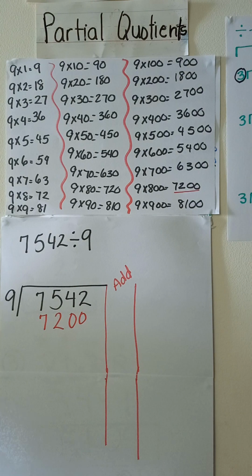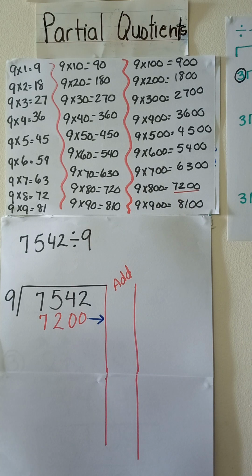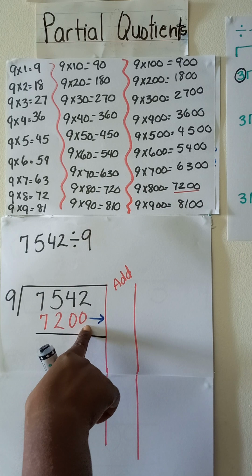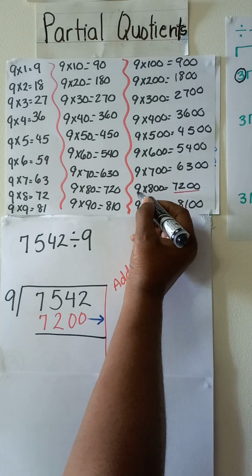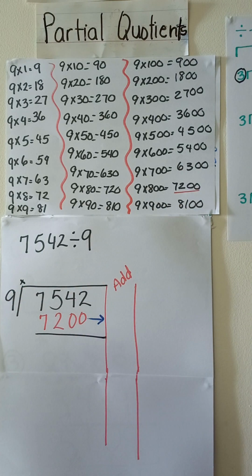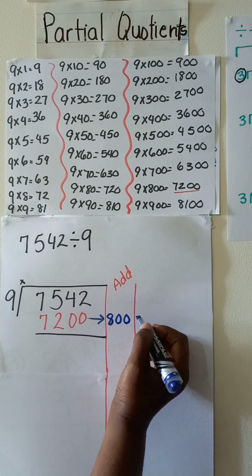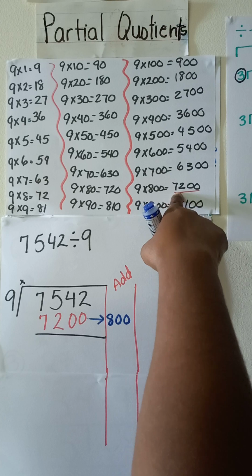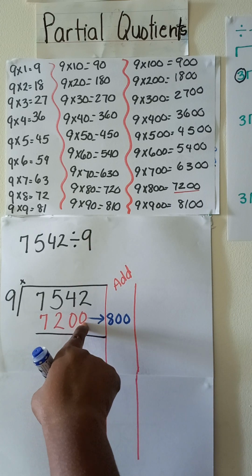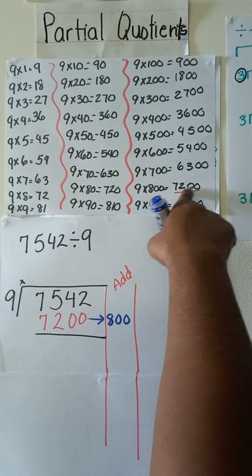Now I have my arrow. How did I get 7,200? I'm going to go back up and look at my 7,200. And I can see that here I multiplied 9 times 800. Can you see it? 9 times 800 equals 7,200.